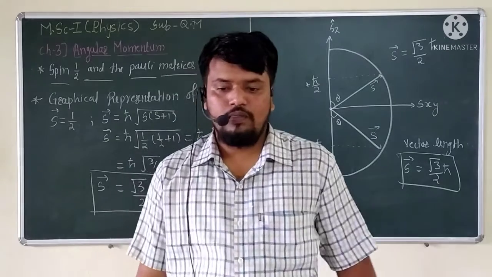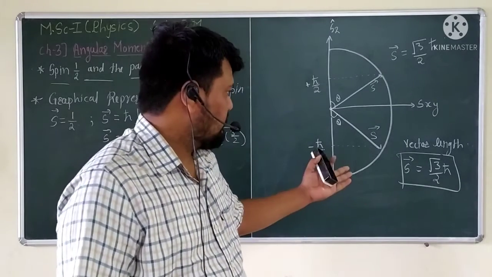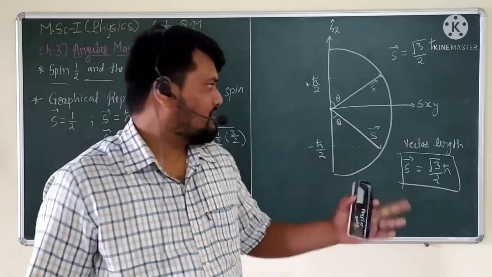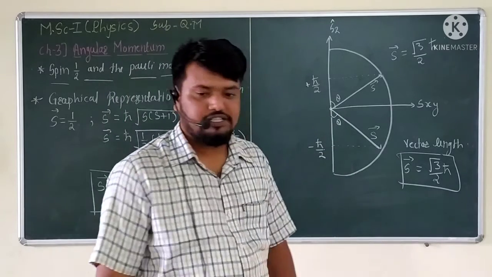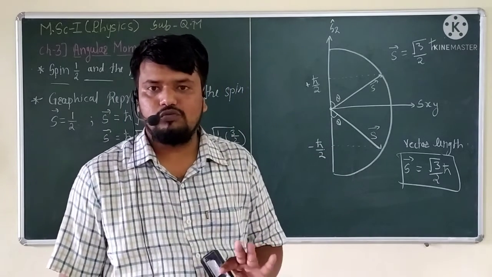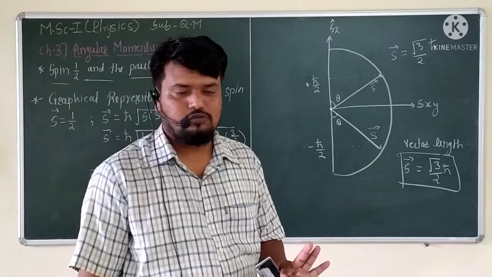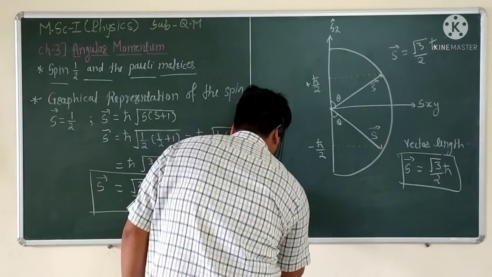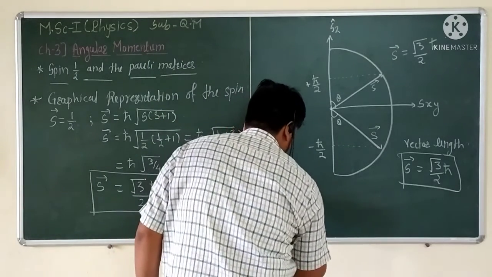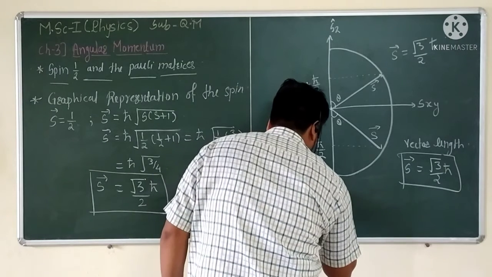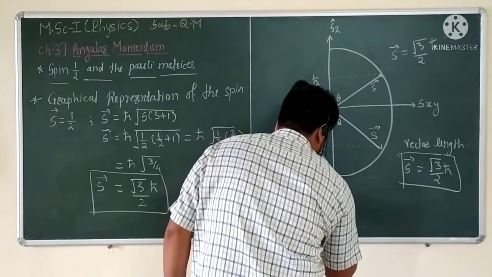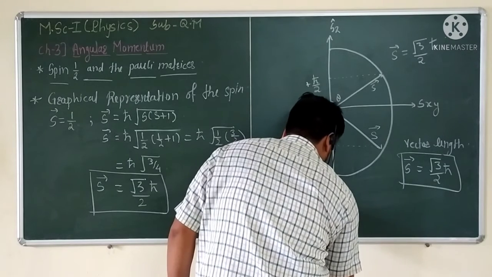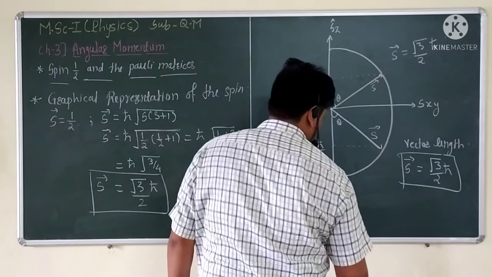Now, if we want to calculate the angle theta, the theta formula is the cos inverse of ms divided by under root of s into s plus 1. That is, theta equals cos inverse of mod of ms divided by under root of s into s plus 1.